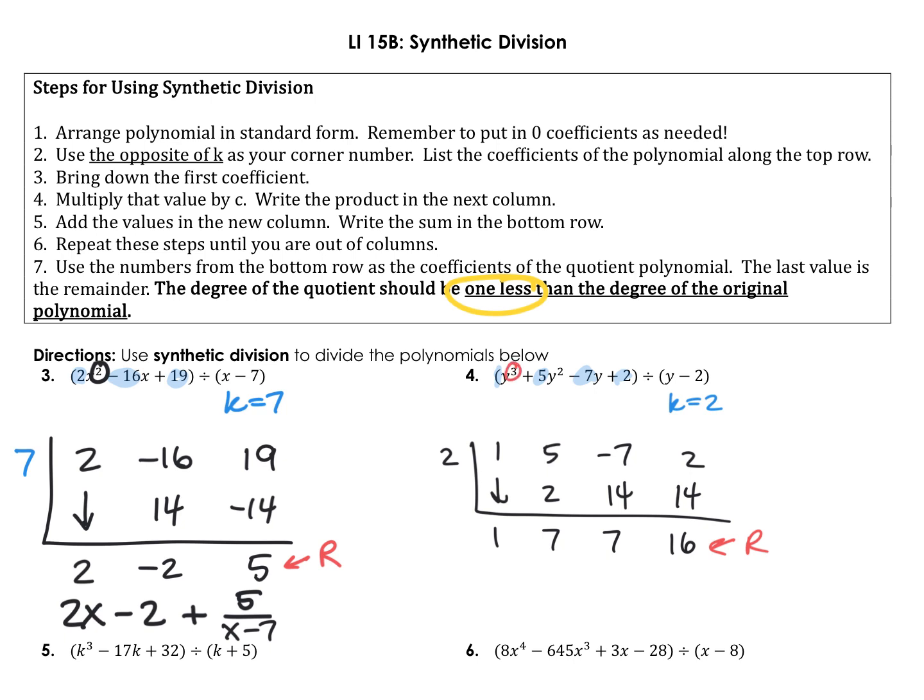So when I go to write my answer, I'm going to start with y squared plus 7y plus 7, which remember comes from these coefficients, these numbers at the bottom row, plus a remainder of 16 divided by y minus 2. So if you remember doing long division in elementary school, you would say remainder 3 or something. Instead of saying that, we're saying remainder out of y minus 2.